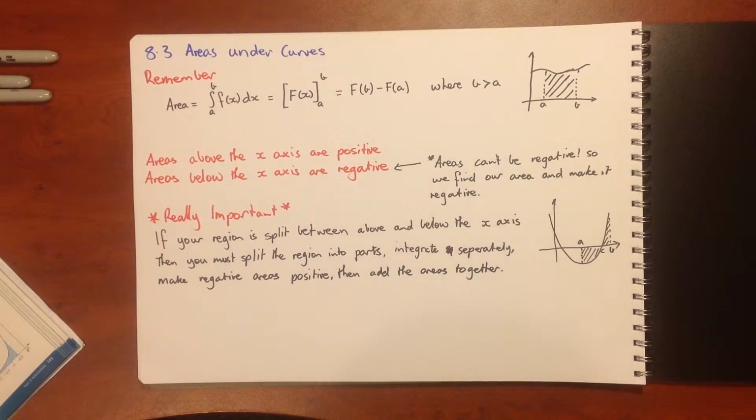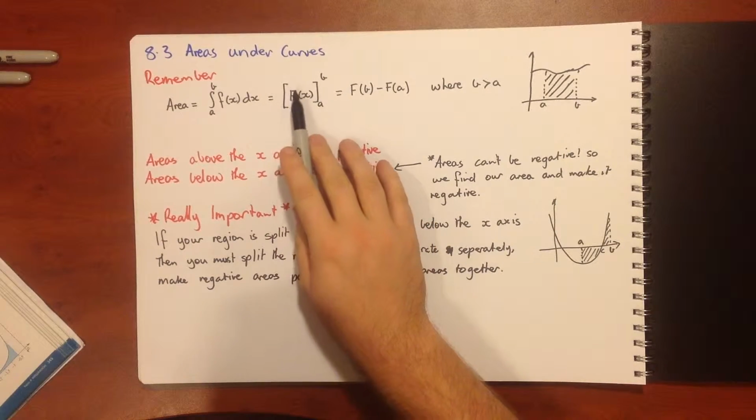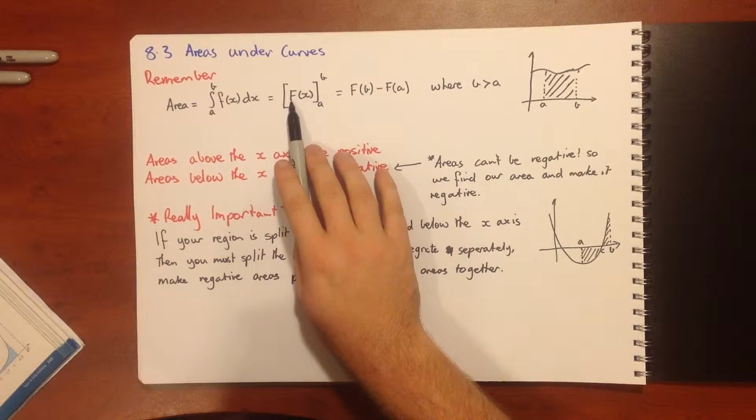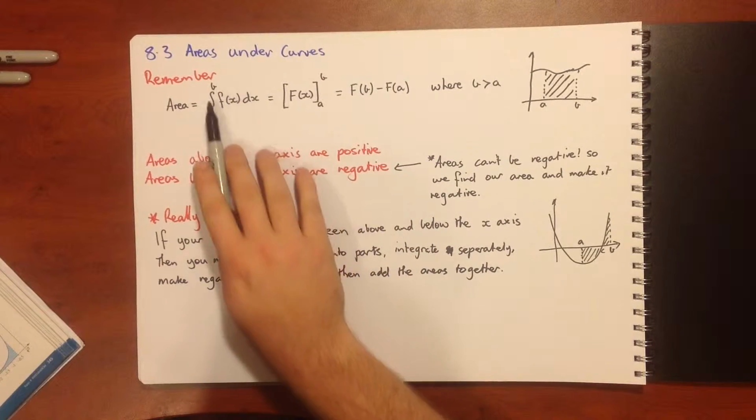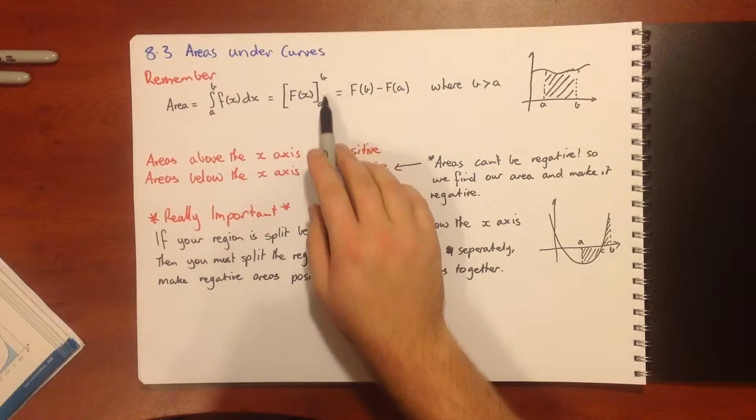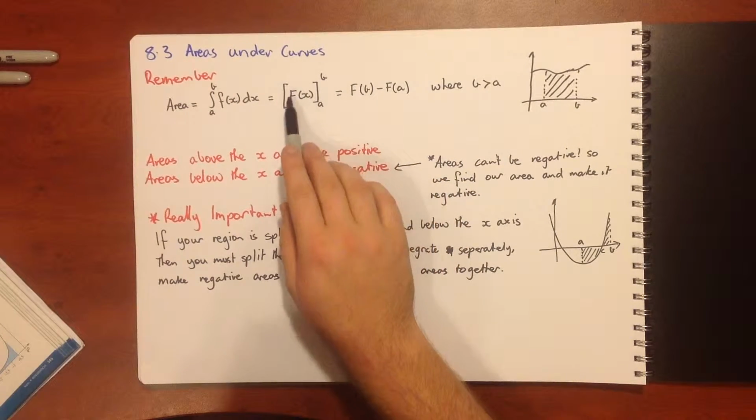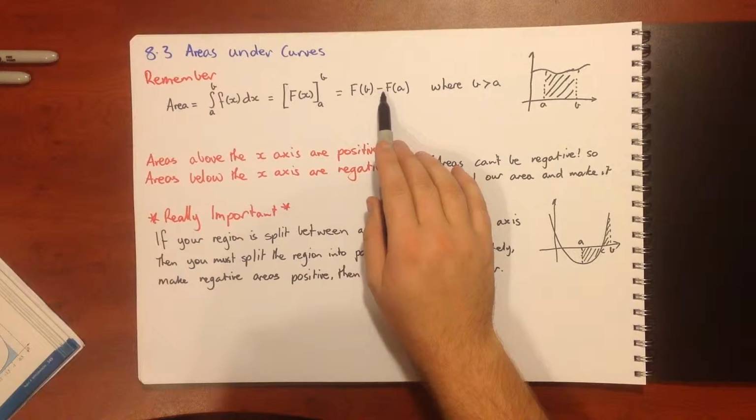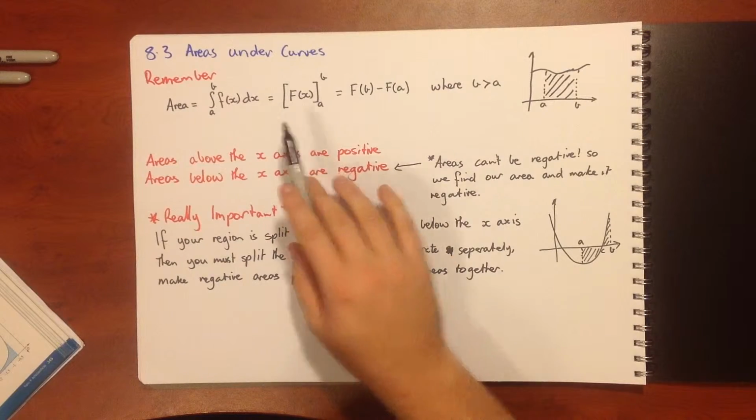Hey, in this tutorial we're looking at section 8.3 on area under curves. Remember that our area is equal to the integral from a to b of f of x dx, which we write using big square brackets as capital F of x. Remember, capital F of x is the antiderivative of f of x, and we put our terminals a and b on, and we simply sub in our terminal b into capital F of x, and take away the subbed in value of a into capital F of x.